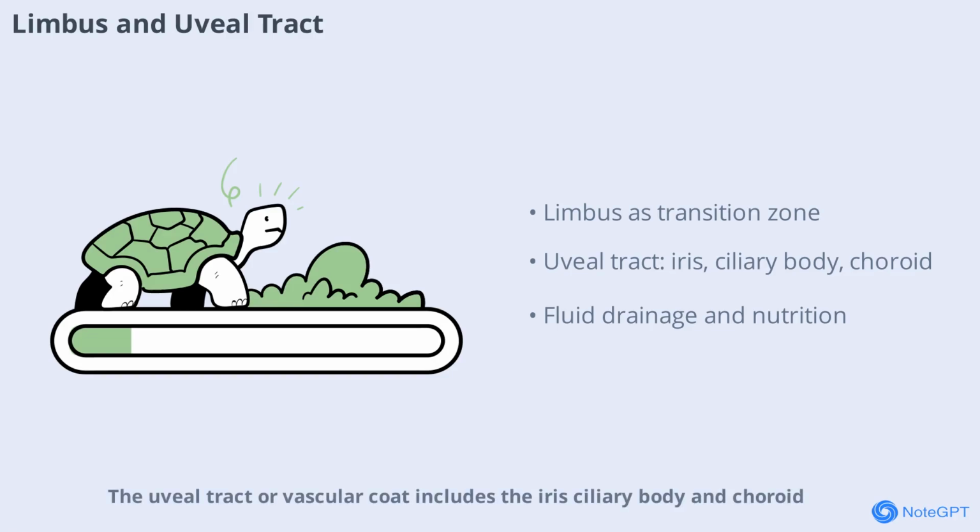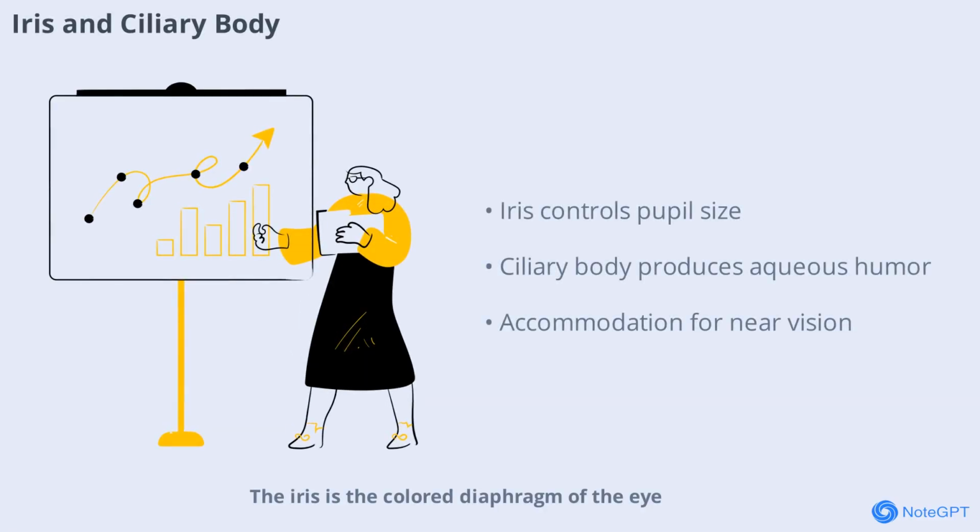The uveal tract or vascular coat includes the iris, ciliary body, and choroid. These structures are interconnected and play key roles in nutrition, fluid production, and light regulation within the eye. The iris is the colored diaphragm of the eye, controlling the size of the pupil and thus the amount of light entering. Its stroma contains connective tissue, pigment cells, and muscles. The ciliary body, located just behind the iris, produces aqueous humor and contains the ciliary muscle, which adjusts the lens for focusing. Both structures are richly supplied with blood vessels and nerves, enabling precise regulation of vision.